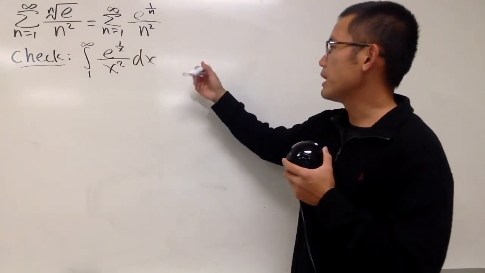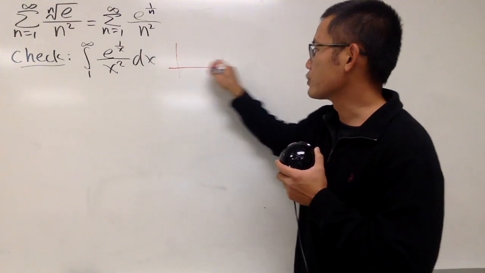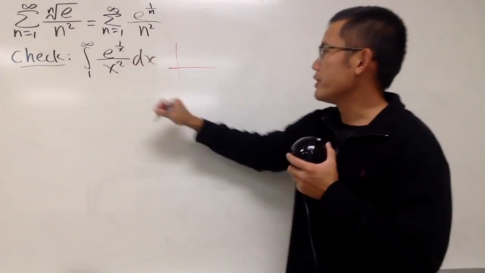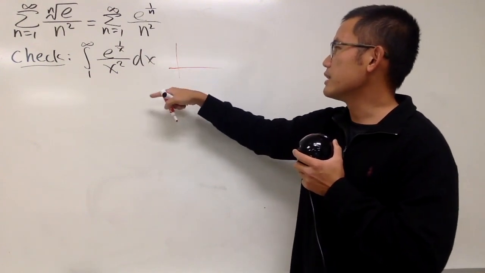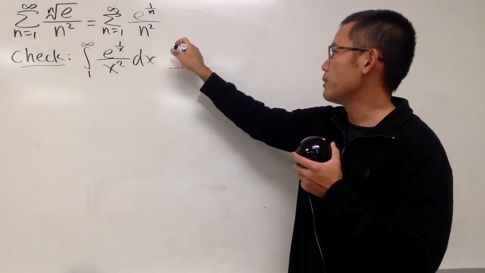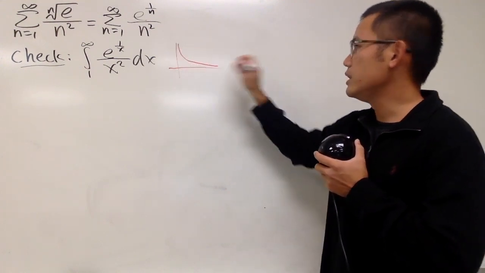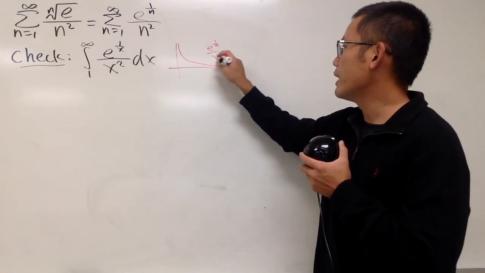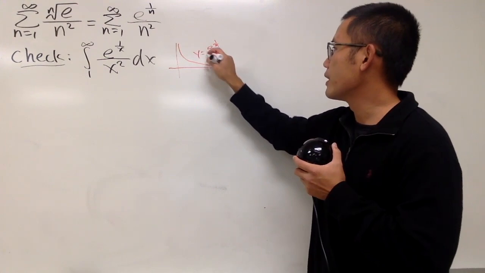However, don't forget to supply the graph of the function on the side. And if you use a graphing calculator, just graph this right here. You will see there is an asymptote when x is 0, but it doesn't really matter because if you look at just this part, the function will be decreasing, right? So this is e to the 1 over x, over x squared. This is the graph for that.